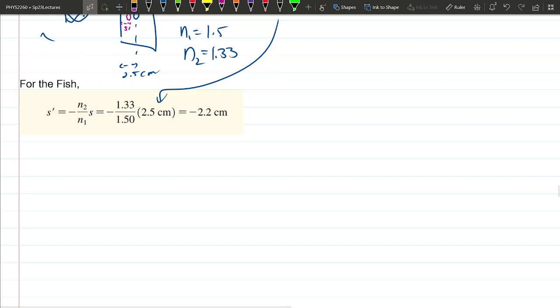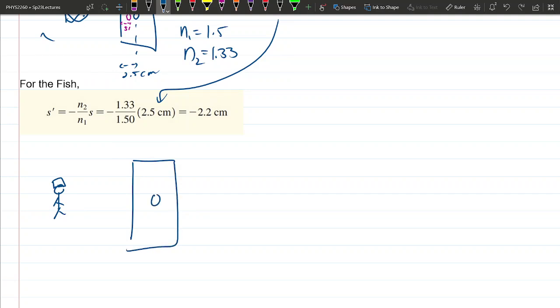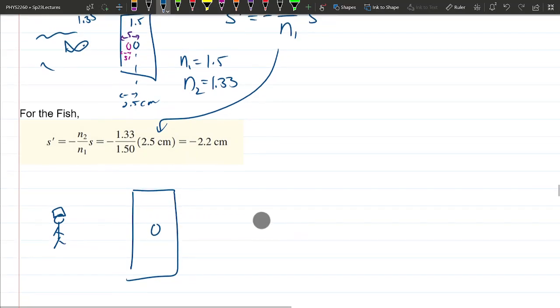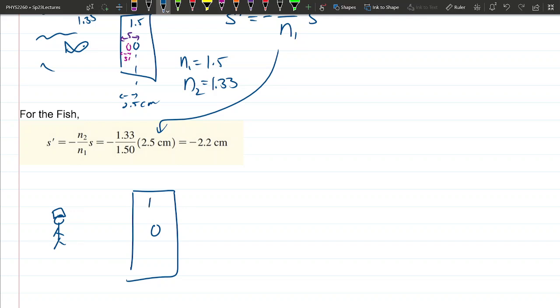So maybe now you guys can figure out how to deal with the sailor. Okay, so we have a sailor. I don't know what a sailor actually wears, maybe a hat or something like that. And she's looking at the same piece of glass with a bubble inside. The only difference in this case is that instead of going from glass to water, we're going from glass to air, right? Because sailors don't breathe water most of the time.